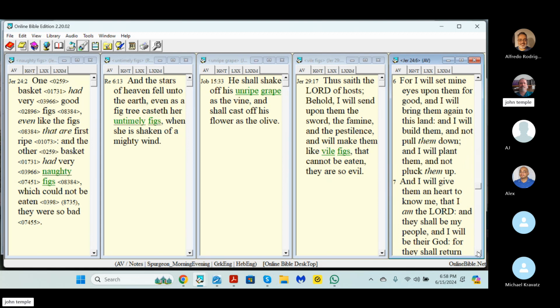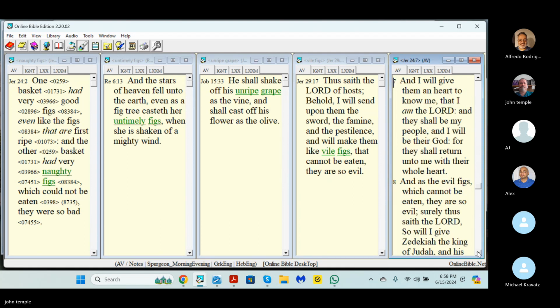For I will set mine eyes upon them for good, if they go away, if they go to Babylon. And I will bring them again into this land, and I will build them and not pull them down. I will plant them and not pluck them up. And I will give them a heart to know me, that I am the Lord, and they shall be my people, and I will be their God. For they shall return unto me with the whole heart. And what about the evil figs?